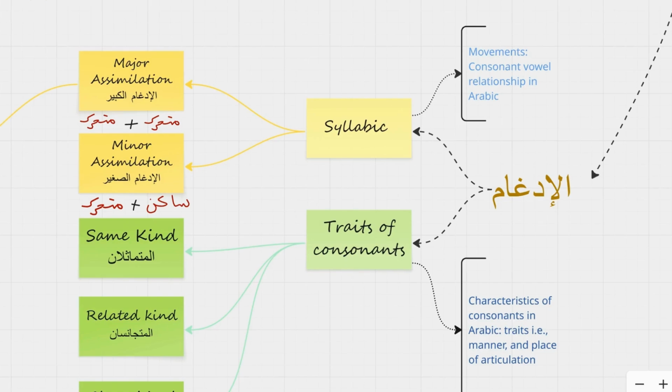Why? Because, like I explained before, in Arabic there are vowels, and of course there's a consonant with a vowel. In Arabic, there's no vowel without a consonant. You see, you can't just say a vowel like that. It's already a consonant.